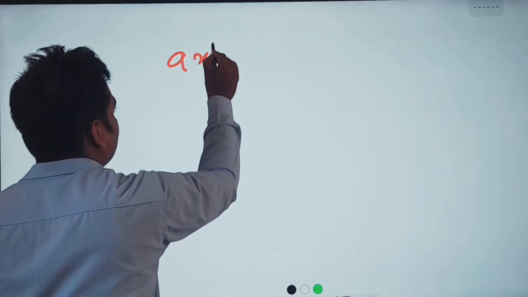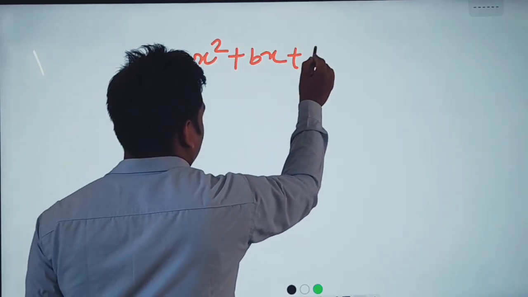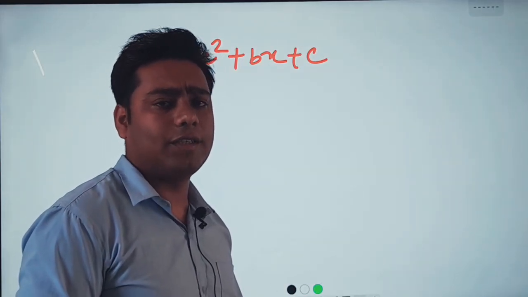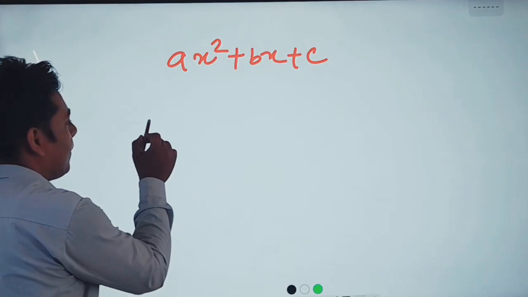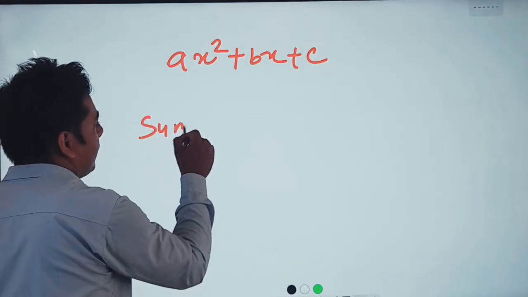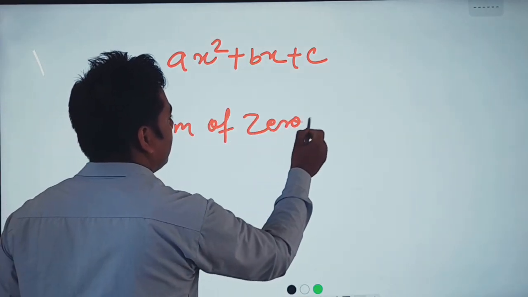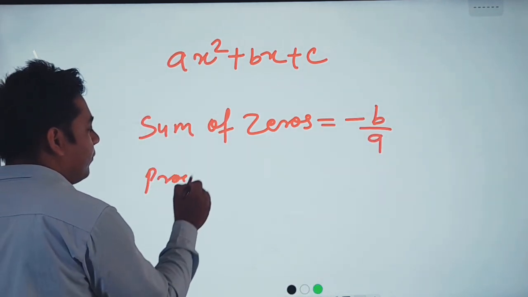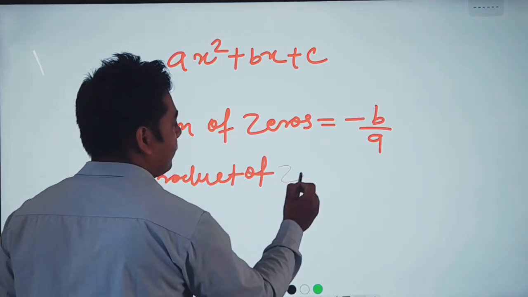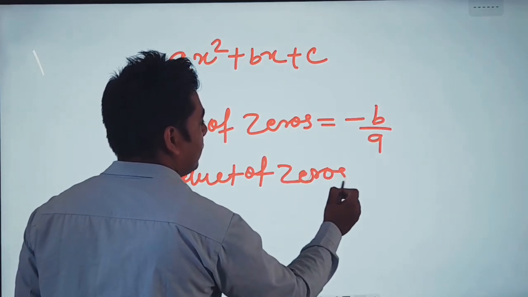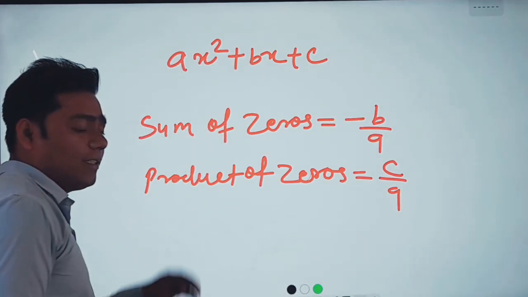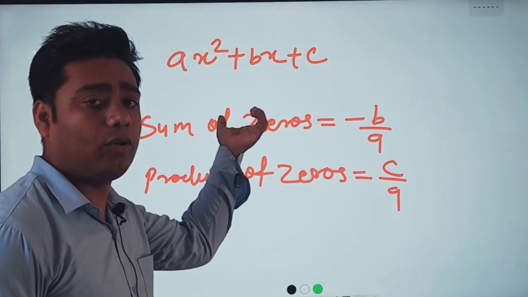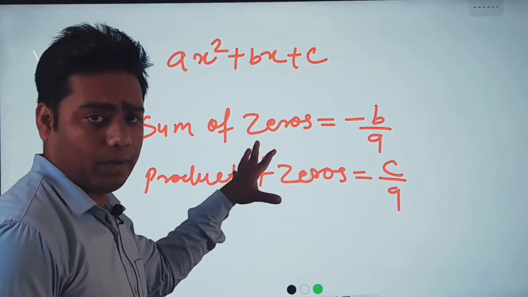Suppose one quadratic polynomial ax square plus bx plus c, and we will find the product of zeros and sum of zeros. There is one relationship, okay. So see that sum of zeros is equal to minus b by a. Okay, product of zeros is c by a. This is simple relationship to find the product of zeros and sum of zeros of quadratic polynomial. This relationship only for quadratic polynomial. Understand?